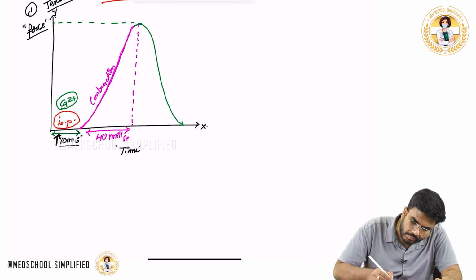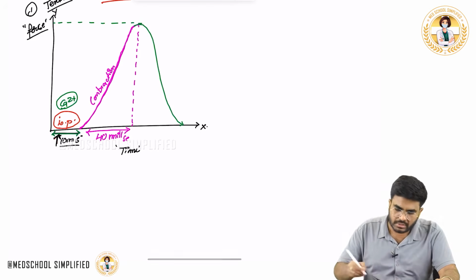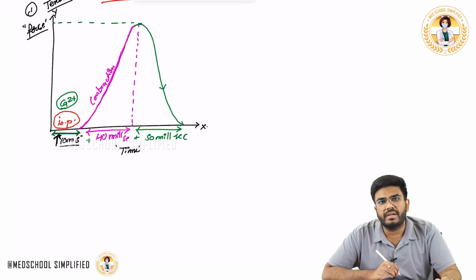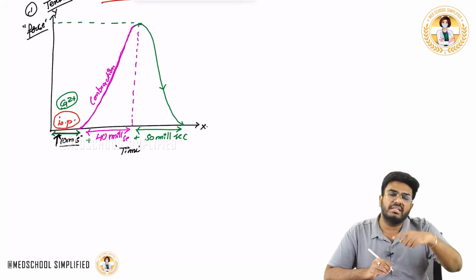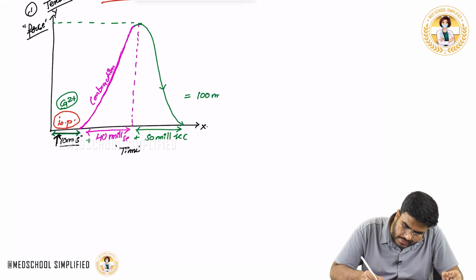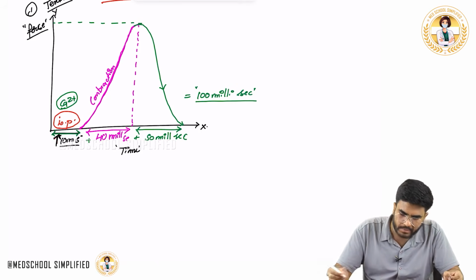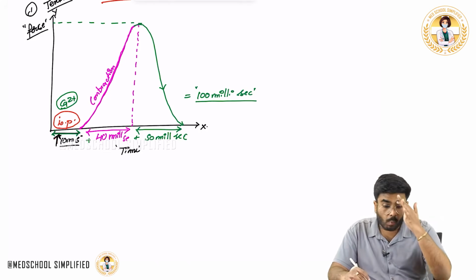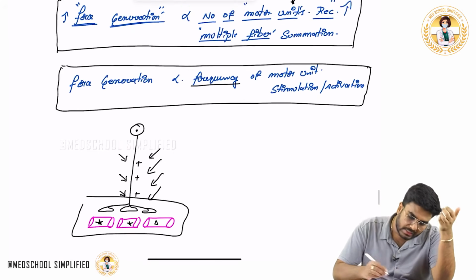And relaxation, your muscle is going to relax and the tension generated in the muscle is also going to decrease. So what is the time for this relaxation? It is 50 milliseconds. So if you count all these three, the latency period, contraction period and relaxation period, one muscle twitch is going to take somewhere around 100 milliseconds.